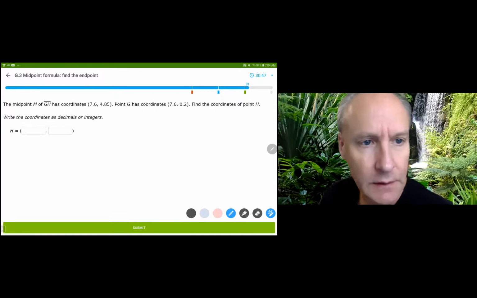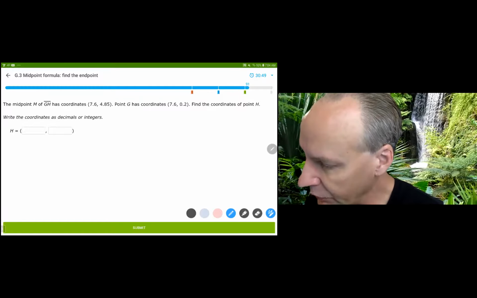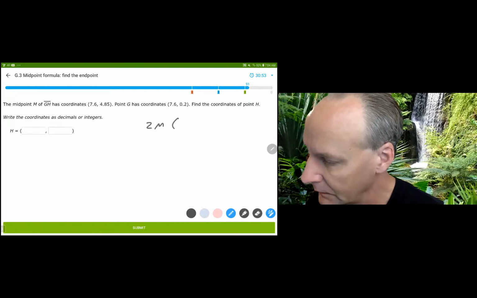We're getting there. All right. So now I'm going to double my midpoint. That's interesting. Huh. Well, that made it easy. 15.2. And double my midpoint.